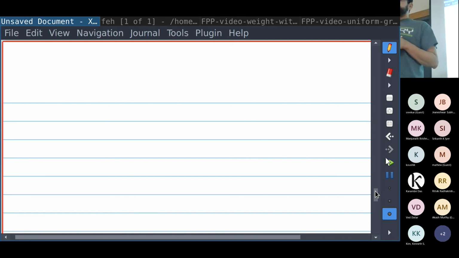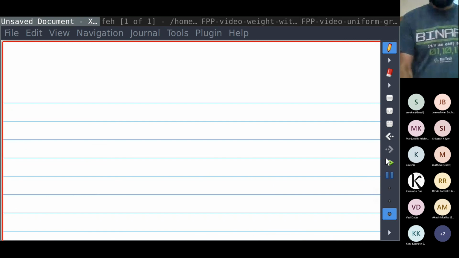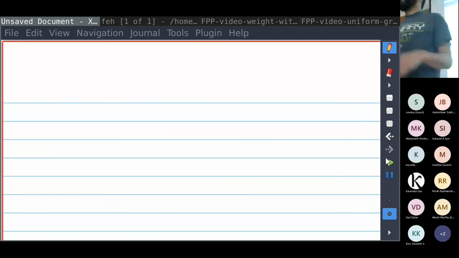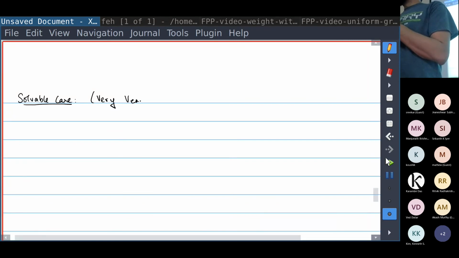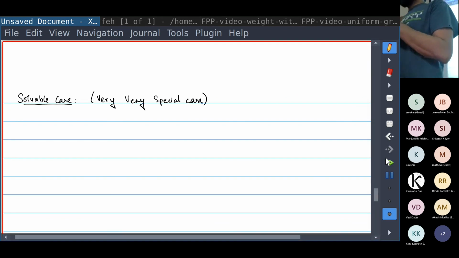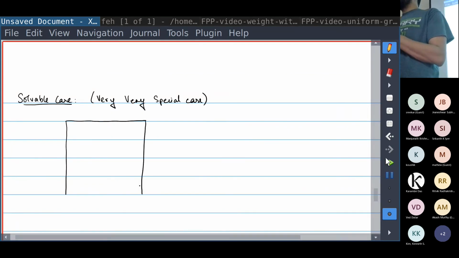Okay. So now I want to tell you why we should care about this model. But before I tell you that, let me tell you about the solvable case that Arjun was asking me about. So there's one very, very special case, and this special case is a special case of edge weights in something called last passage percolation.